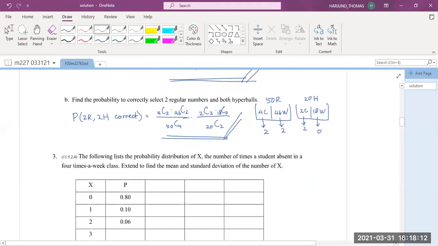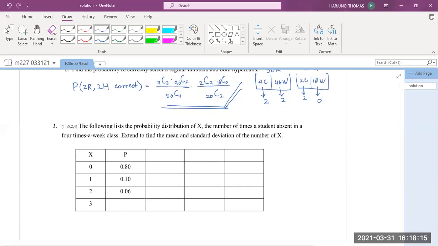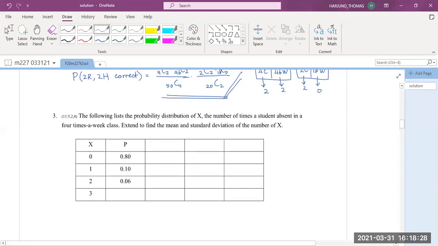The following lists the probability distribution of X, the number of times a student is absent in a 4 times a week class. So suppose our class is held every day, Monday to Thursday, then this is the distribution. Now the question is: find the mean and standard deviation of X, the number of times students are absent in a 4 times a week class.